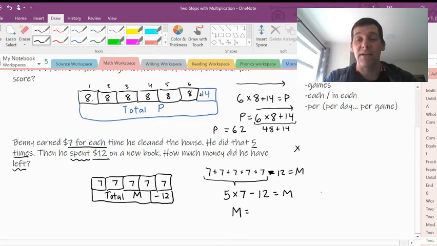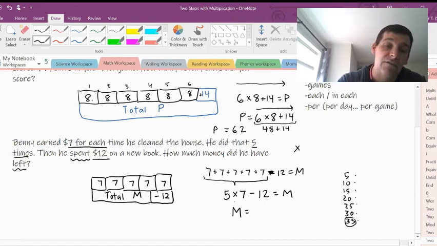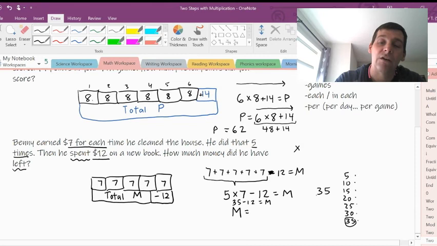Well, I do 5 times 7, and I count by 5. So I've got 5, 10, 15, 20, 25, 30, 35. I did that 7 times. 1, 2, 3, 4, 5, 6, and 7. So I've got 35 here. So I've got 35 minus 12 equals M. So 35, we're going to take away 12 from it. And if I look at that, 5 minus 2 is 3, and 3 minus 1 is 2. So I've got $23.